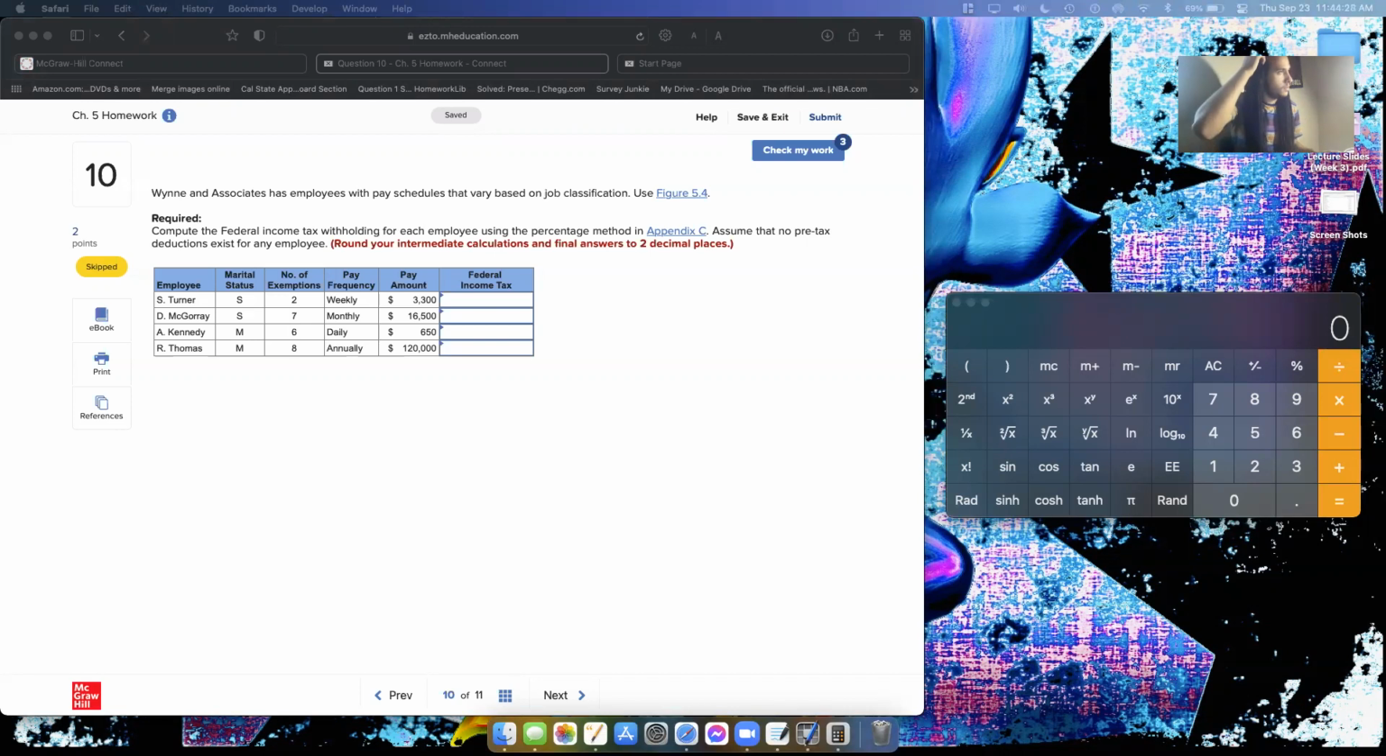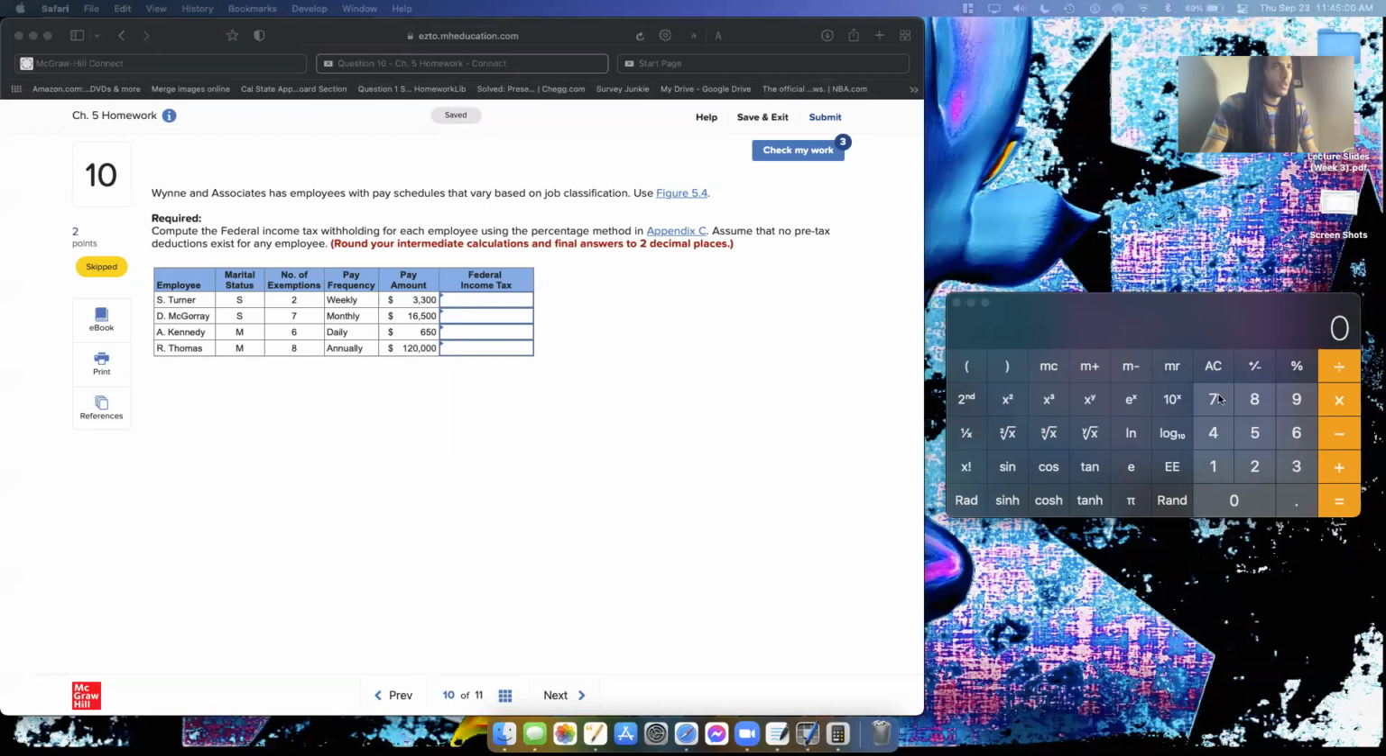So, let's look at S. Turner. S. Turner is single with 2 exemptions, is paid weekly with the pay amount of $3,300. So the first step is to go to page 403, or you can use figure 5.4, whichever you prefer. And it's going to take you to a table that shows the payroll periods and the amount for one withholding allowance for each of the different pay frequencies.